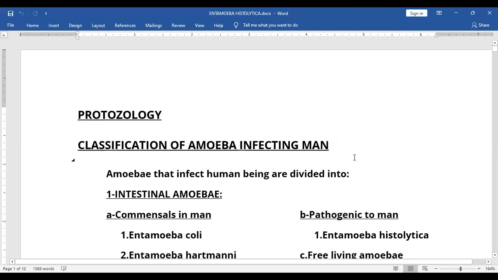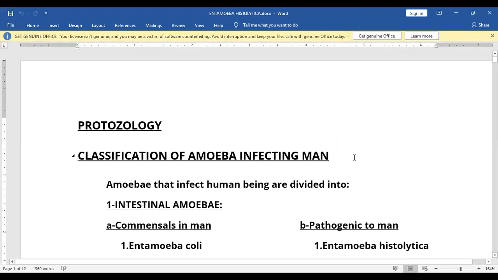So, with this, we are going to complete the protozoology. And from Monday onwards, we are going to start with the second part, which is the helminthology. And helminthology, as I told you all previously, has two components, the cestodes and the nematodes. And hopefully, in the next week, we will finish those two components as well.